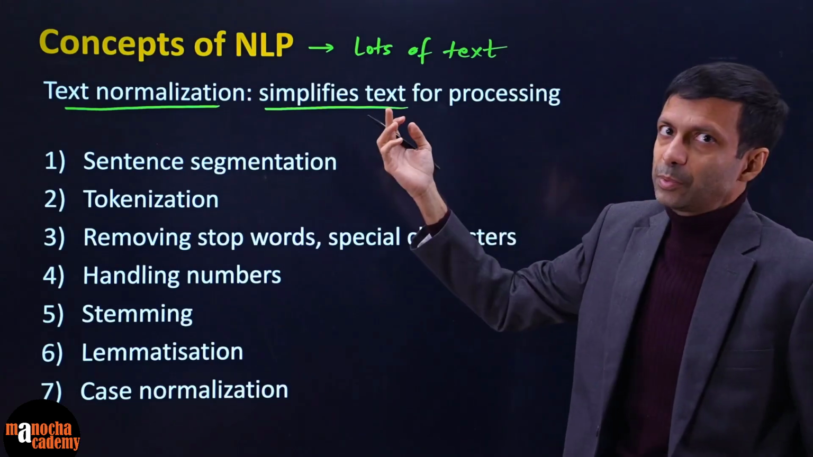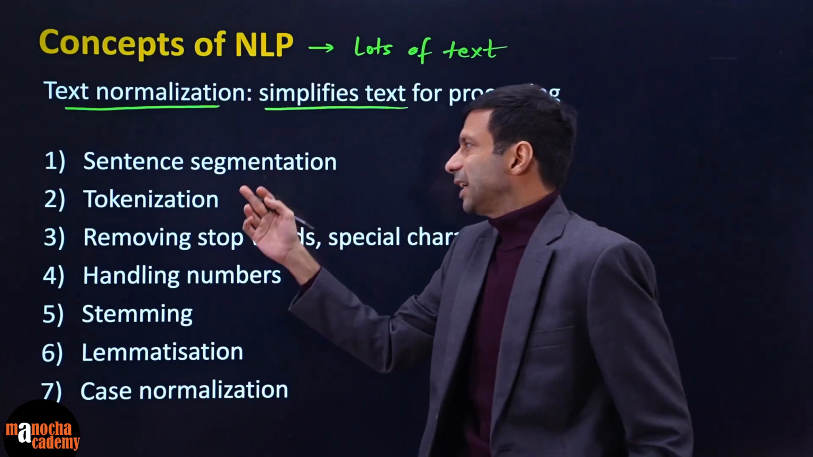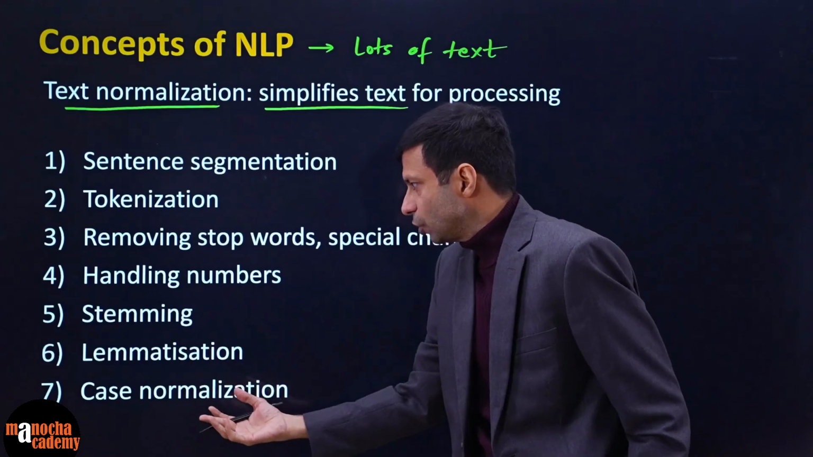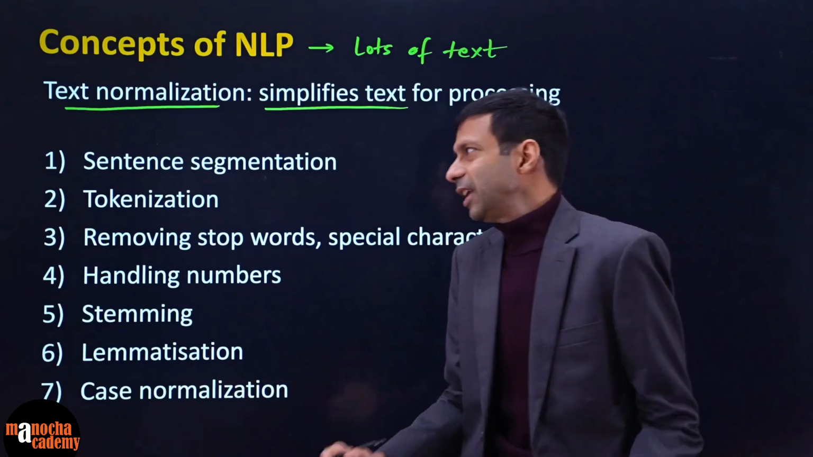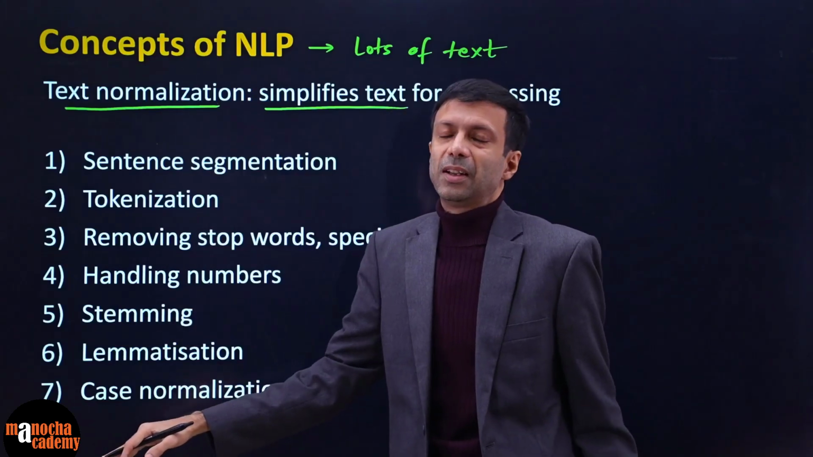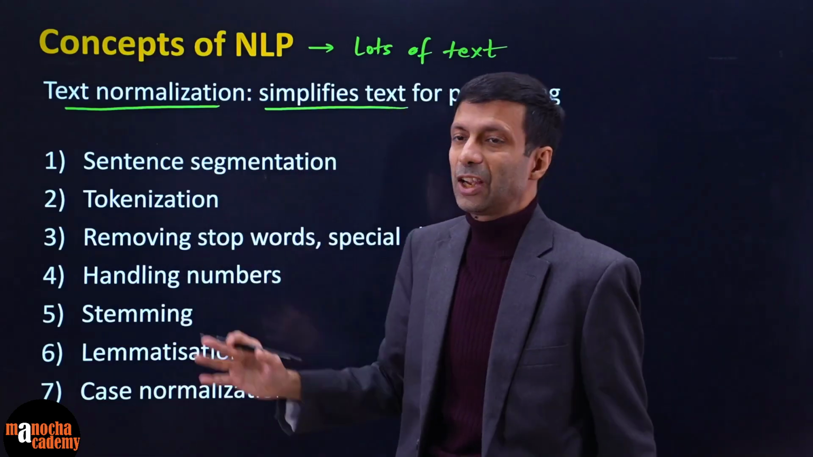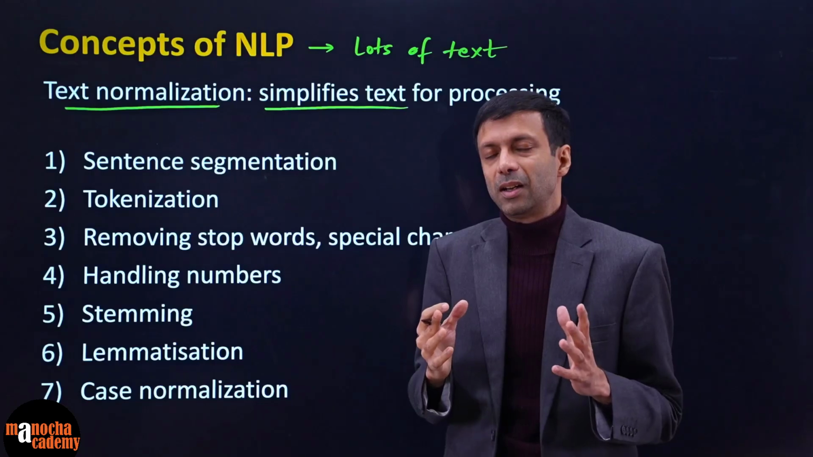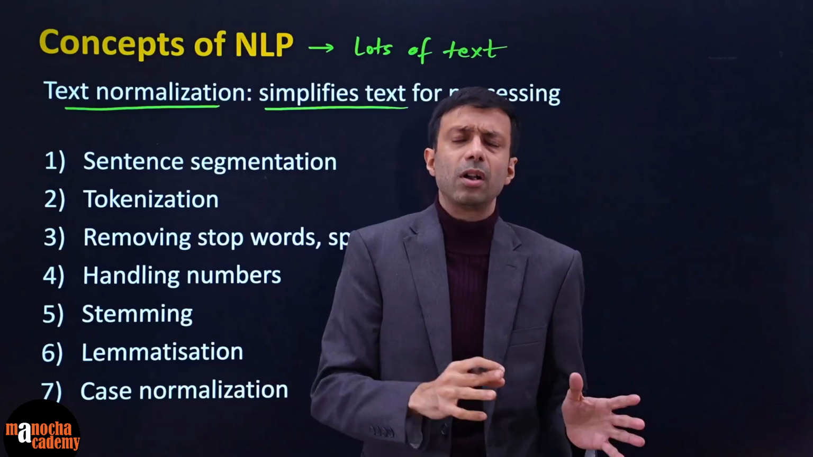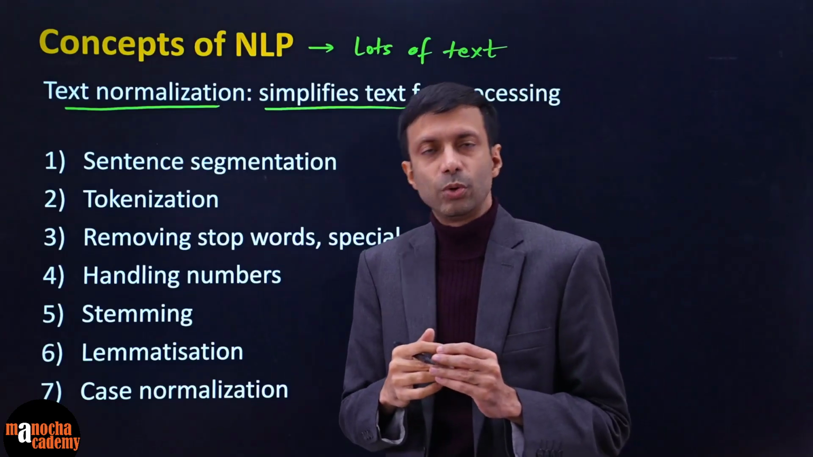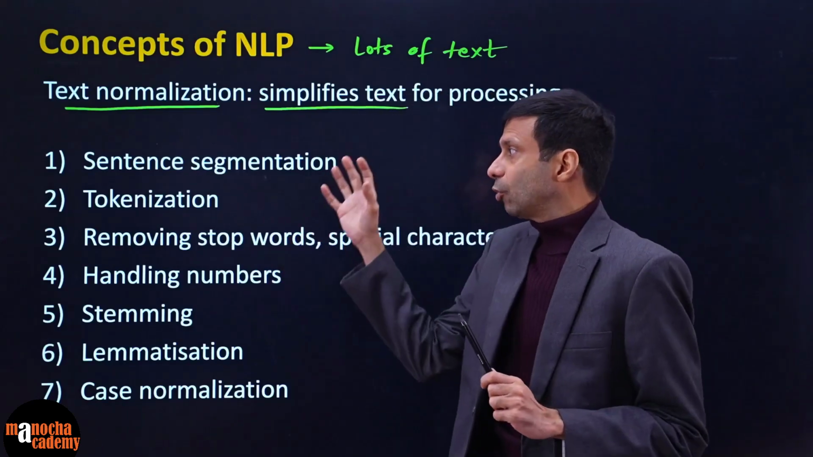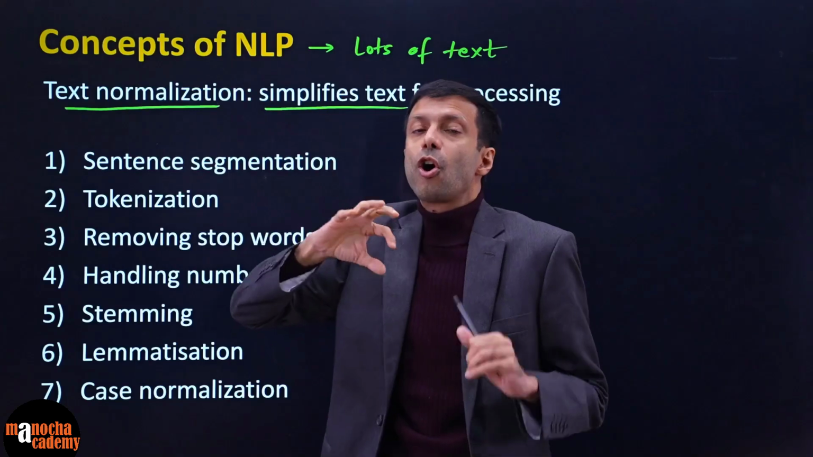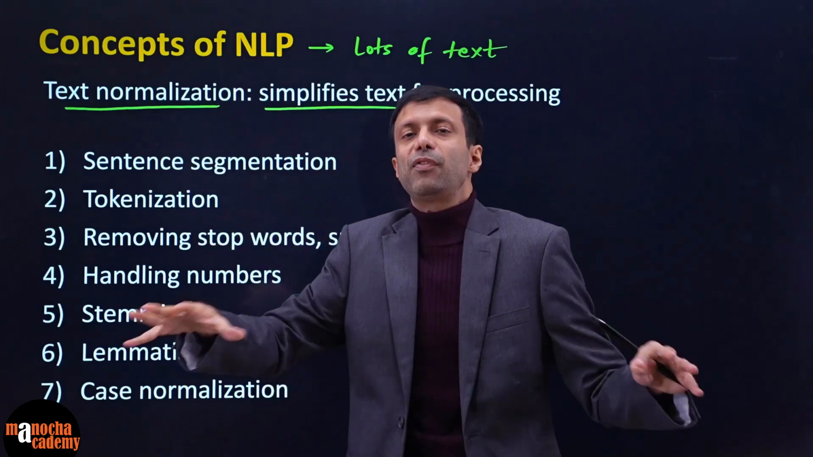Text normalization has many steps. It's not just one magic thing. You can do sentence segmentation, tokenization, removing stop words, special characters, handling your numbers, stemming, lemmatization, case normalization. You'll say, oh my God, don't worry. We are going to go through all these 7 concepts of text normalization, or you can say concepts of natural language processing, because finally you're processing the text that we are going to use either to train the model or to test something, whatever be the goal there. But we are going to understand today how to do text processing, and this text processing is known as text normalization. You're normalizing or simplifying the text.